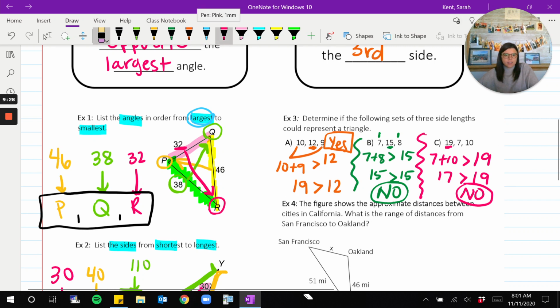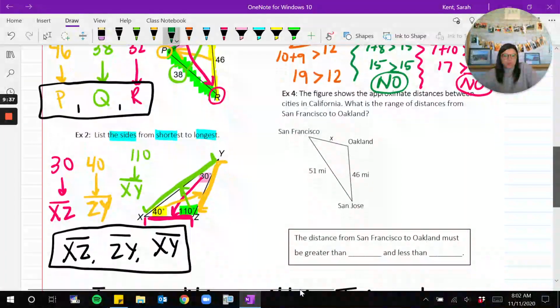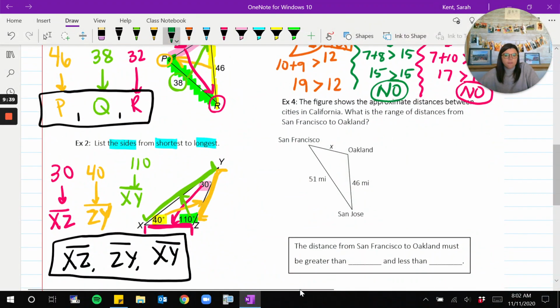All right, so we've got one more type of problem to look at. So let's look at example 4. The figure shows the approximate distance between cities in California. What is the range of distances from San Francisco to Oakland? So that is this missing number right here. You can see these 3 cities make a triangle, and we've got to figure out what could this number be.